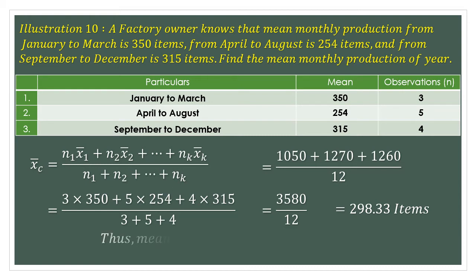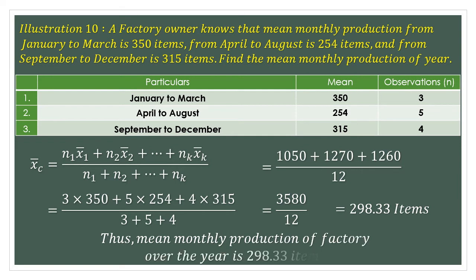That means the mean monthly production throughout the year of a factory is 298.33 units, or you can also call them items. So this is how we calculate a combined mean using the available observations and the available average values. Let us just take another illustration to make it clearer.